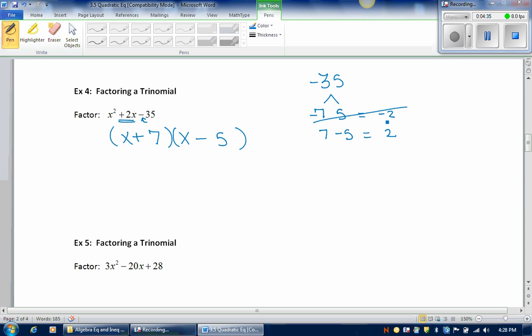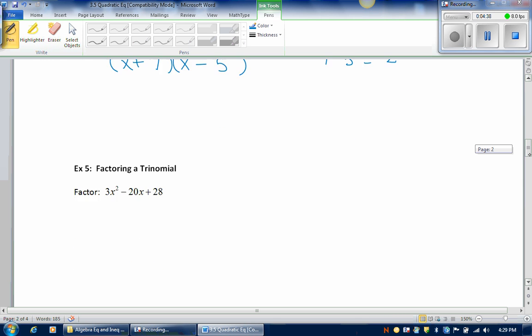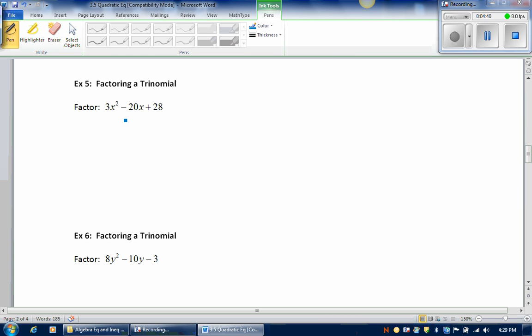All right, so these you've done before. You've also done something called AC method. So that's where we're going to be going with this one. Okay, when you have that leading coefficient that's greater than 1, you use AC method. All right, so A times C is going to be 3 times 28. 3 times 28 gives me 84. So we need factors of 84 that are going to add to give me negative 20. So I need to start finding factors of 84.